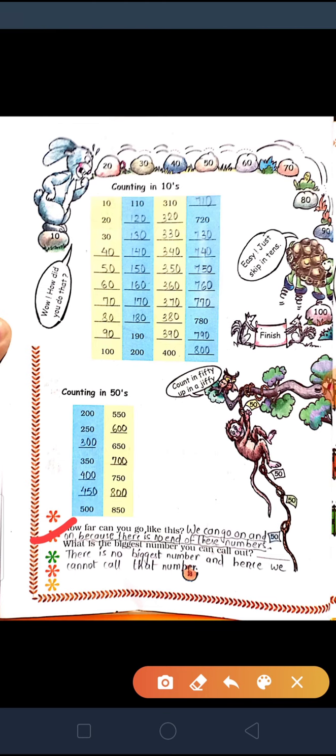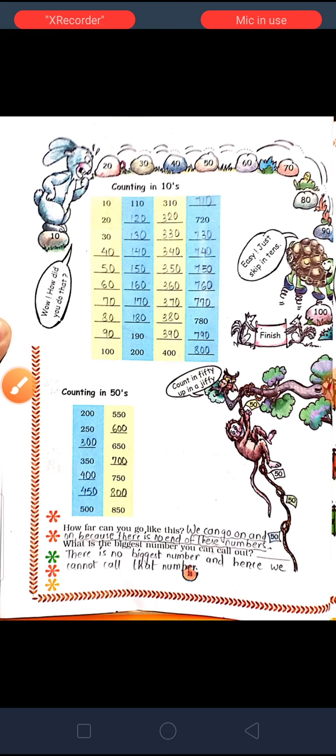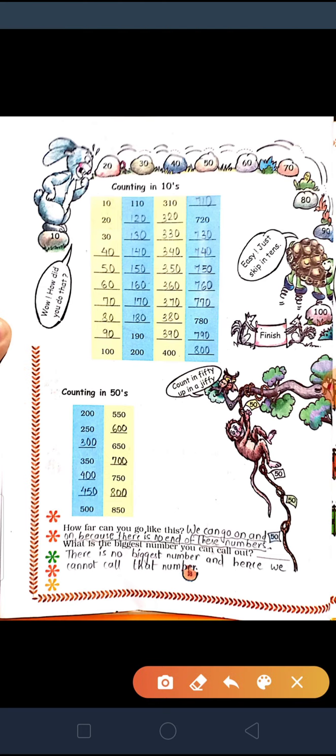Now next question they have asked us: how far can you go like this? Counting in tens or counting in 50s, how far can you go? We can go on and on, because there is no end of these numbers. As you know, the numbers are infinite, so it will continue like this. There is no end of these numbers.